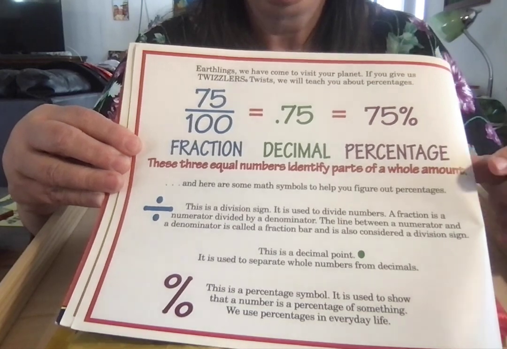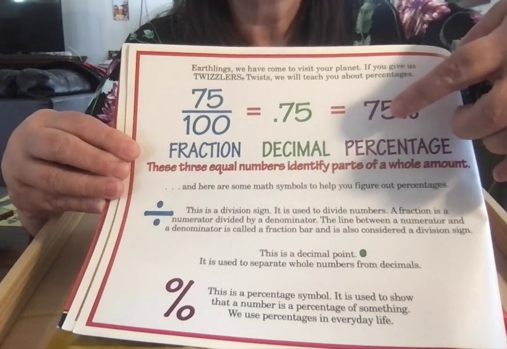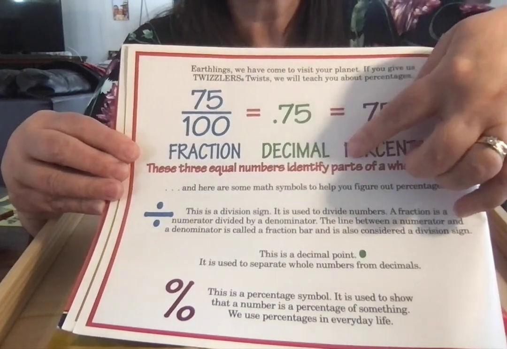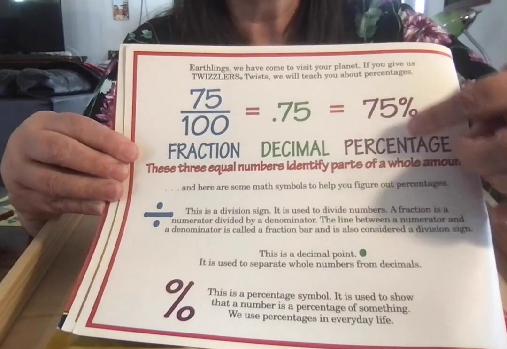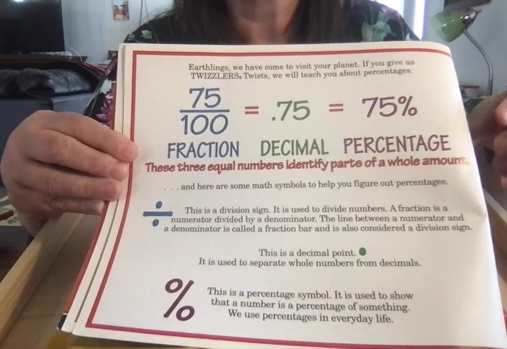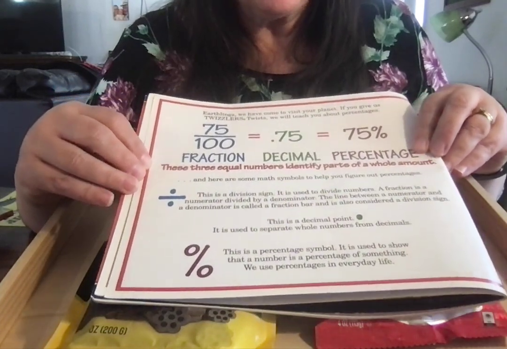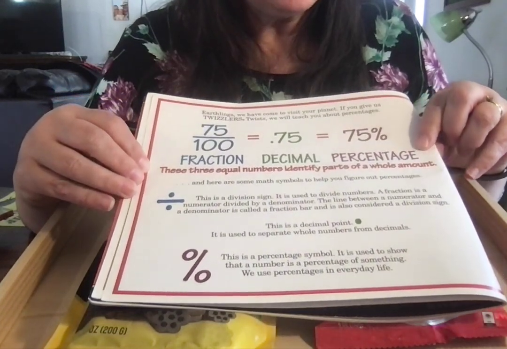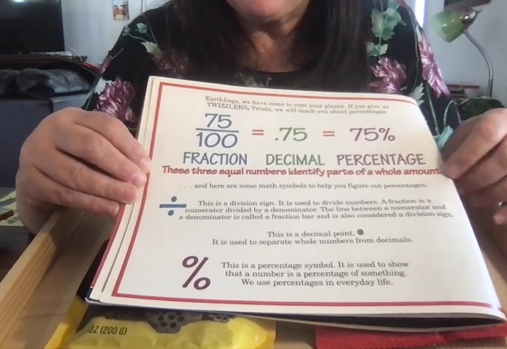75 cents, or 0.75 as a decimal, and then I say it as a fraction with the word percentage, 75% of the whole. These 3 numbers are equal. They're the same amount. They represent it the same way, but in different ways.